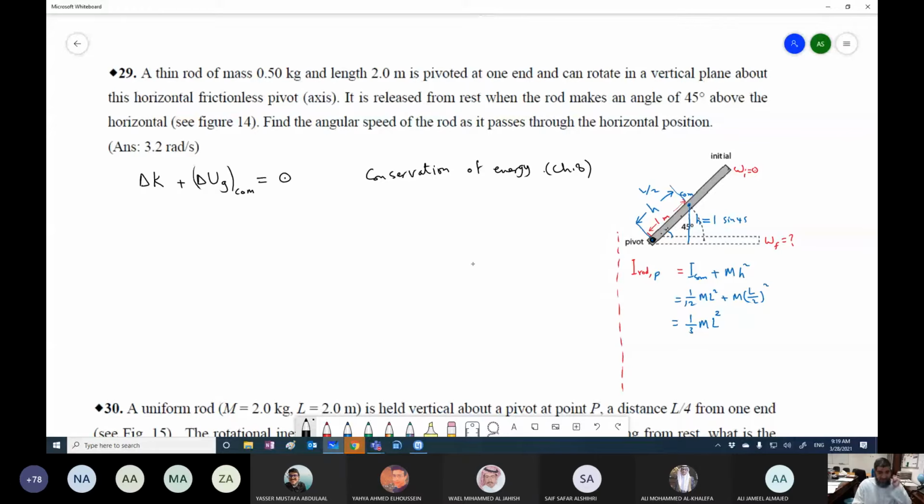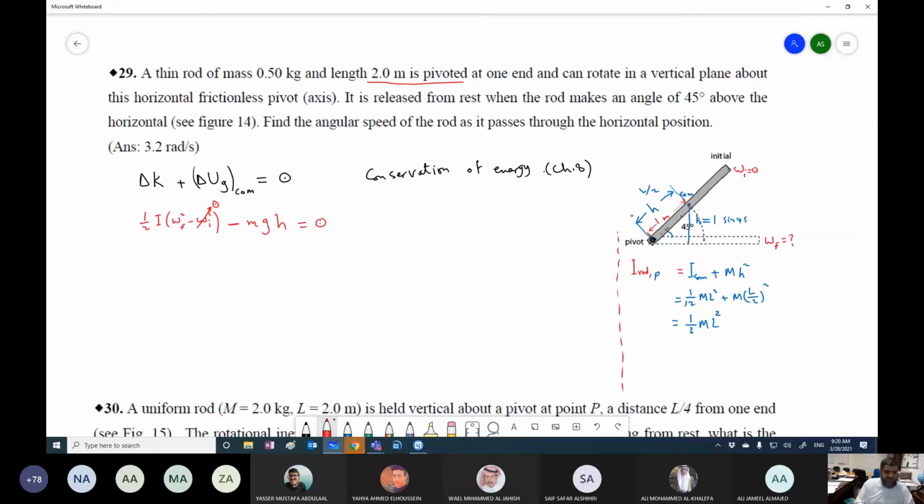What is delta K? Delta K is 1/2 I omega final square minus omega initial square, but omega initial is zero, starting from rest. Delta UG is negative, minus mgh, since it went down. The h is the vertical distance it went down. The total length is 2 meters, so the distance from the center of mass to the pivot is only 1 meter, at 45 degrees. So h is 1 times sine 45. All of this is equal to 0.